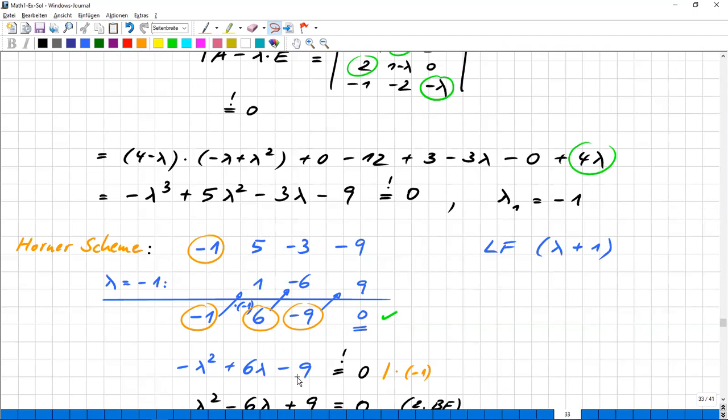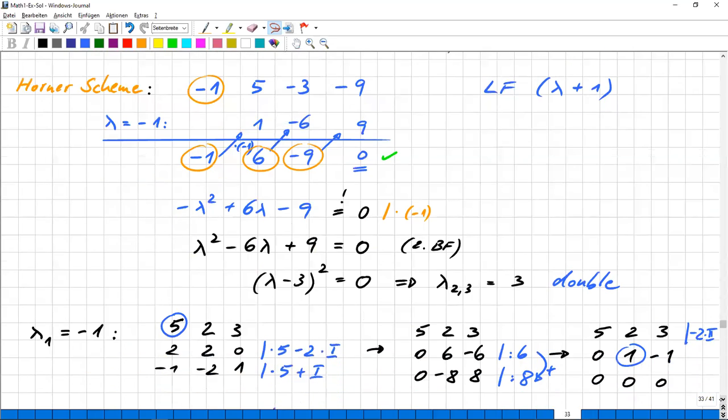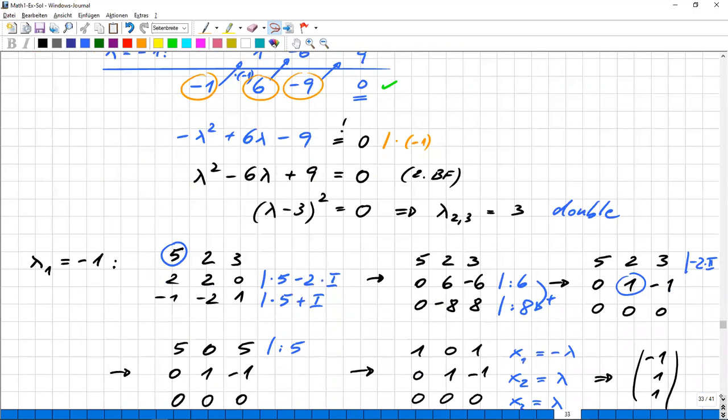So if you don't know the Horner scheme, don't mind. Just use classical polynomial division. This was very short now. What I wanted to say, please check yourselves. You will find a double solution again, one double solution, which is 3 as an eigenvalue. It's an eigenvalue of algebraic multiplicity equal to 2 again.